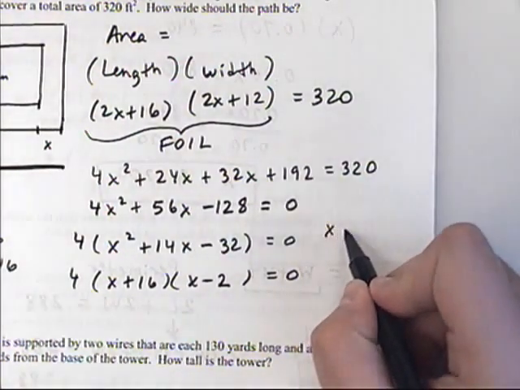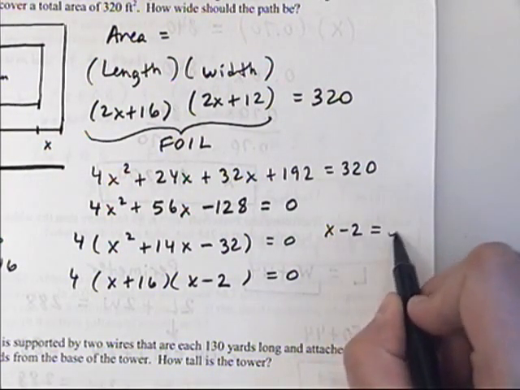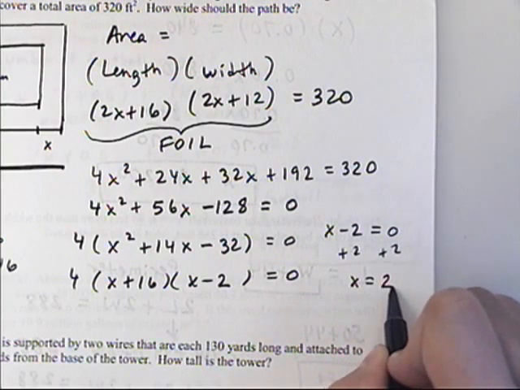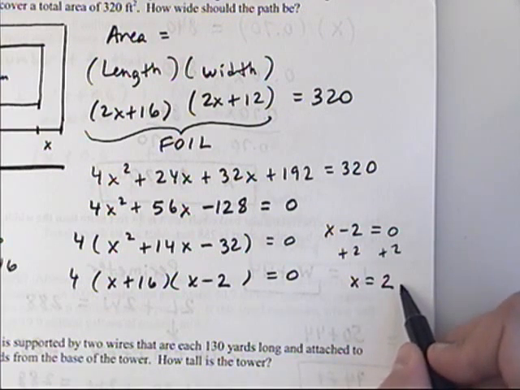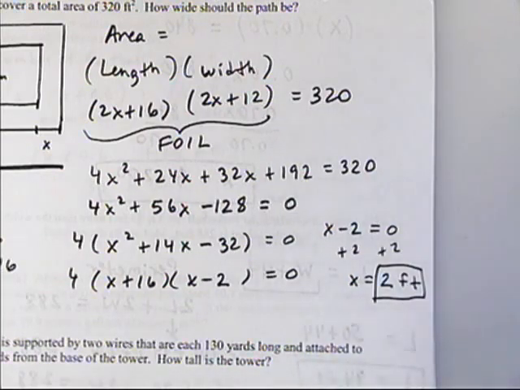If I set x minus 2 equal to 0 and solve, then I get the width of the path being 2. Well, that makes sense. The width of the path could be 2 feet. So, that's my final answer. The width of the path is 2 feet.